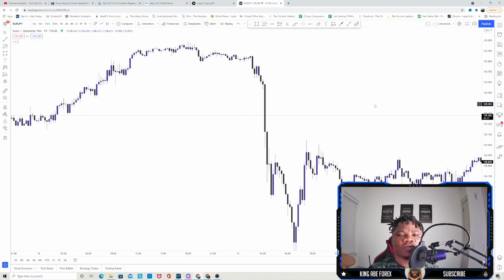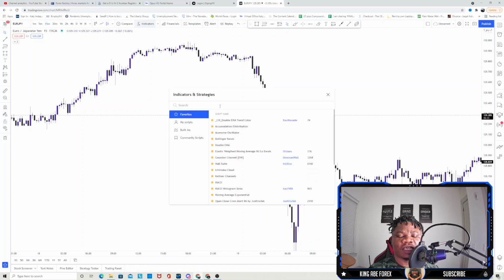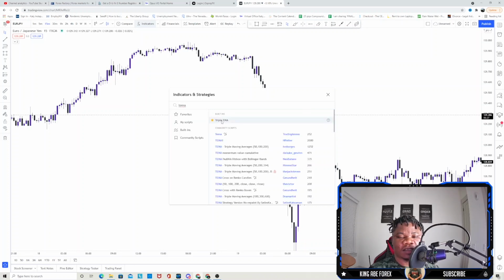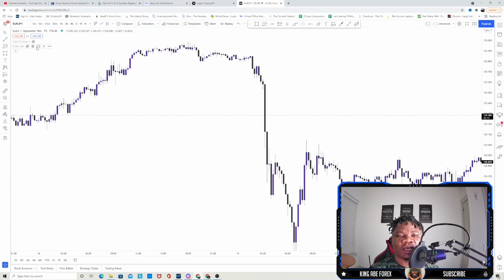Now the first thing we need to do here is to go here to indicators, and we're going to search for TEMA, T-E-M-A, and this is the triple EMA. We have it right here. What you have to do is just click on it, and once you're done, you exit, and then you go here to settings.